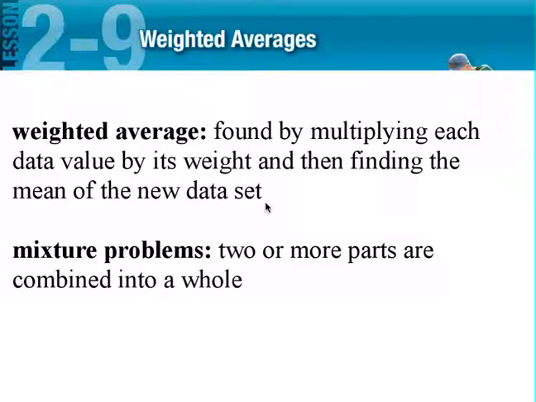And you will have a few questions on your test next Tuesday, about 2 questions on your test about weighted averages. So first of all, we need to define what a weighted average is. A weighted average is found by multiplying each data value by its weight and then finding the mean of the new data set. And so when we find weighted averages, we generally call those problems mixture problems, and that's where 2 or more parts are combined into a whole.